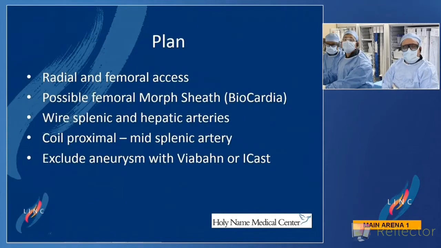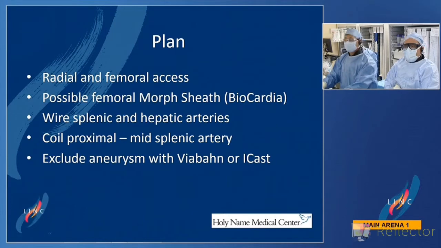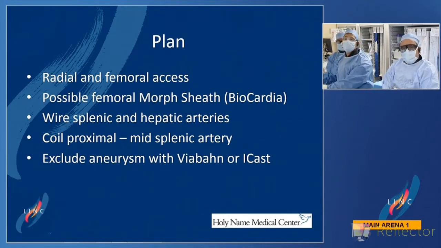Next slide. So the plan here is both left radial and left femoral access. Normally we might perform a right femoral access, but in this case, because of the constraints with the camera, we're going left side on both, left wrist, which is the usual, and left groin. We're going to probably use the 6 French Morph sheath, which we have now in the left groin. And we're going to try to wire both the splenic and hepatic arteries in order to perform our procedure.